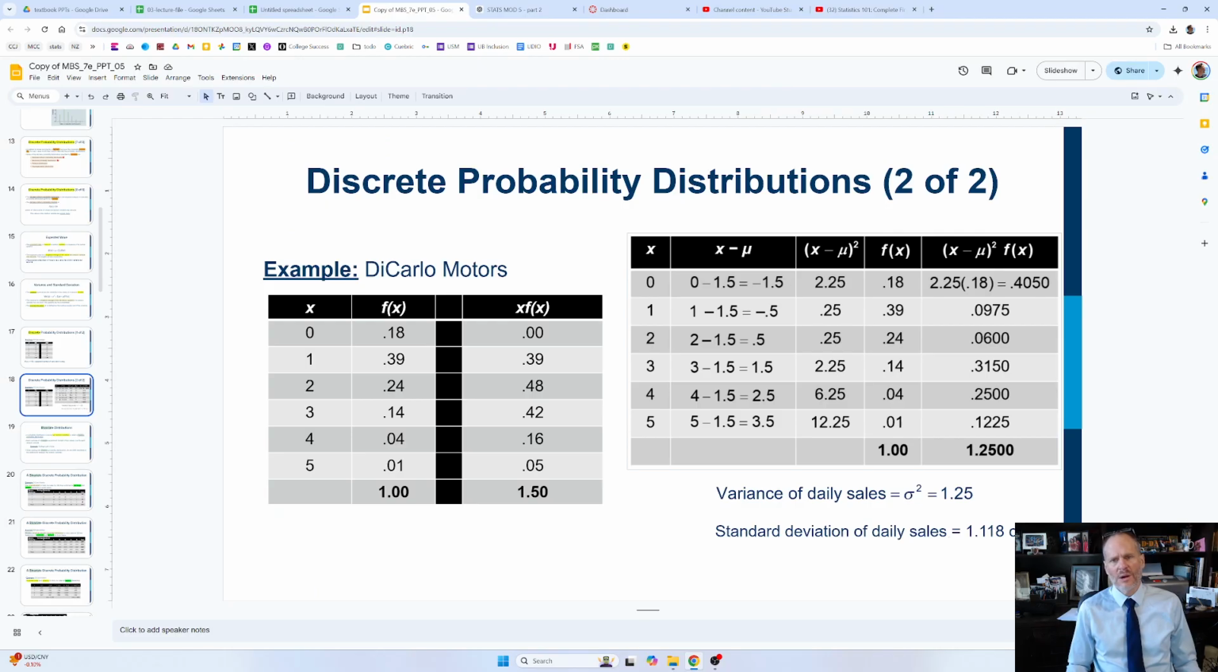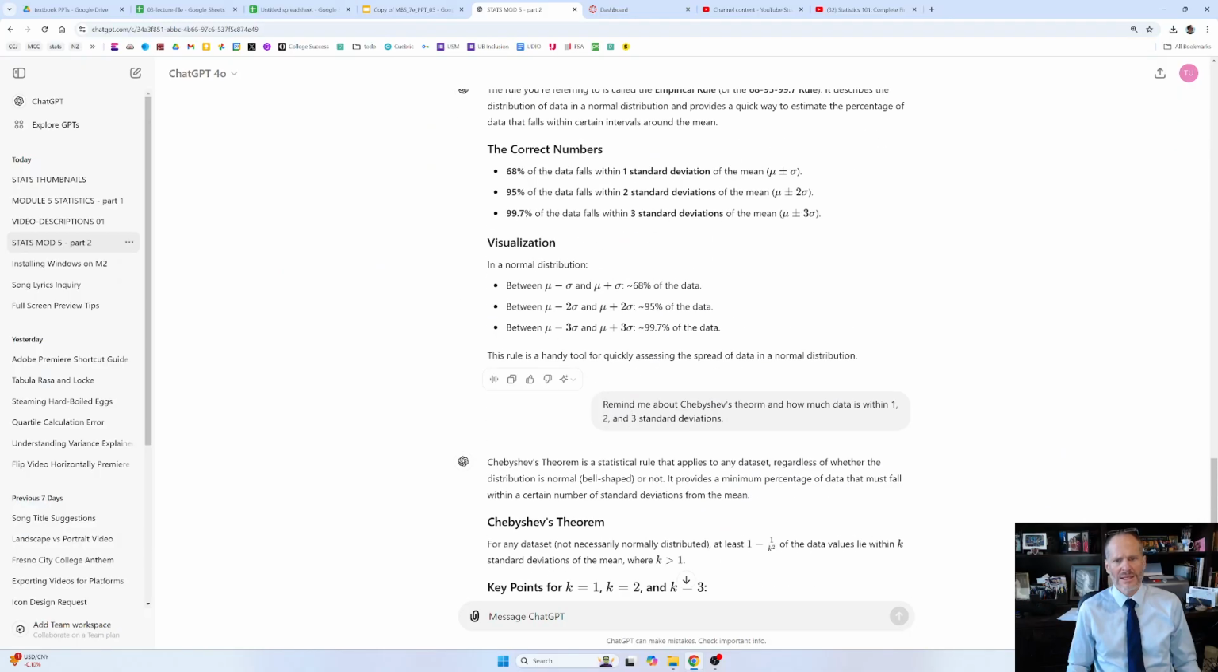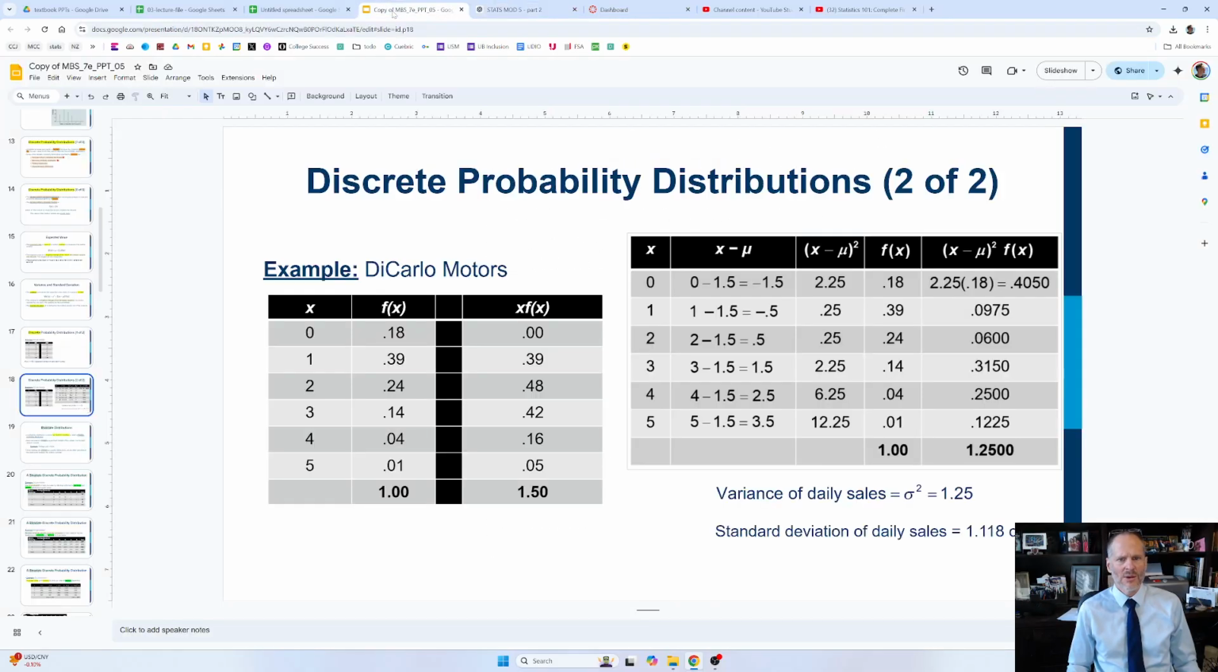All right, so that's a little bit of a review, and you can see here that our standard deviation is 1.18 cars. So if this data is normally distributed, according to the empirical rule, we could say 68% of our data will fall within one standard deviation of the expected value of 1.5. That will be between 0.39 and 2.61 cars being sold each day. That'll be 68% of our data, or 68% of the time. We're going to sell between 0.39 and 2.61 cars each day, 68% of the time.